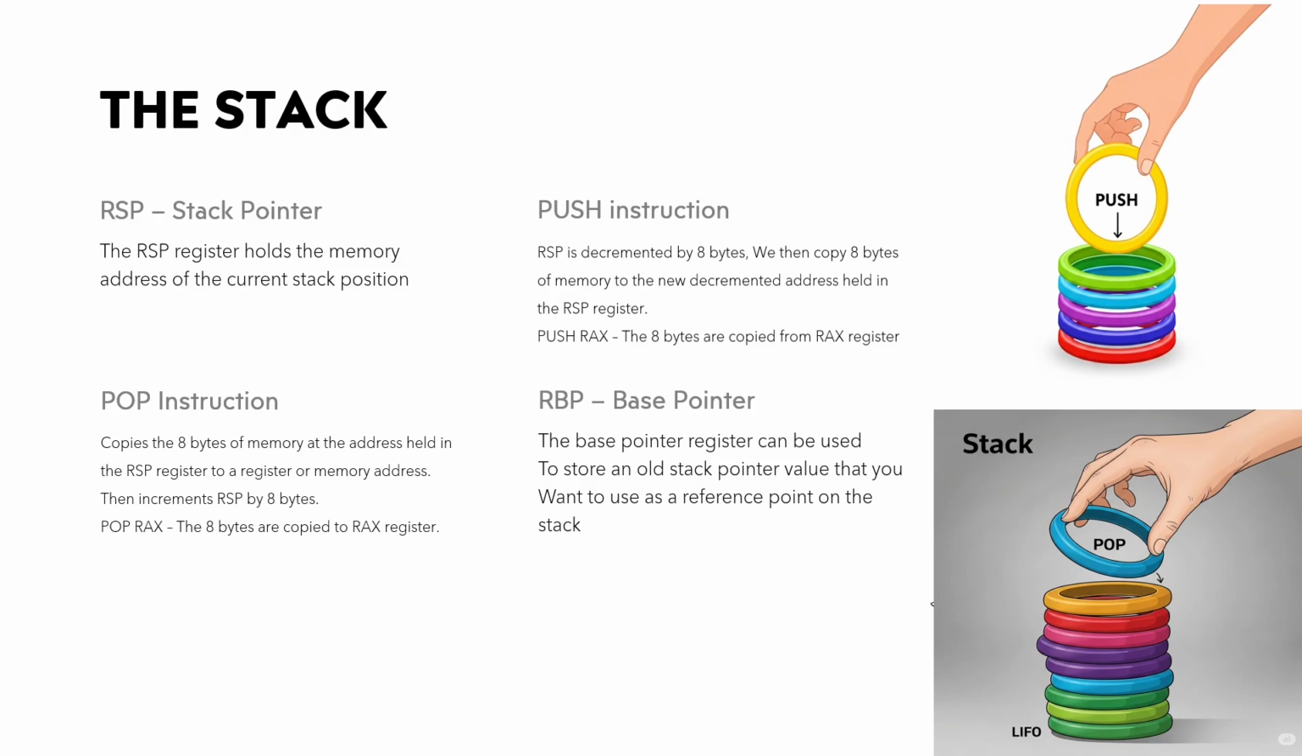So for example, here we do pop RAX, right? What this will do, it'll copy 8 bytes from where the current stack is pointing. It'll store that in the RAX register, and then it'll increment RSP by 8 bytes. So then the next time someone calls pop, it'll copy the next value on the stack. Okay, so you can think of it like this. We push, we add to the stack, we pop, we take from the stack. Okay, like these images represent.